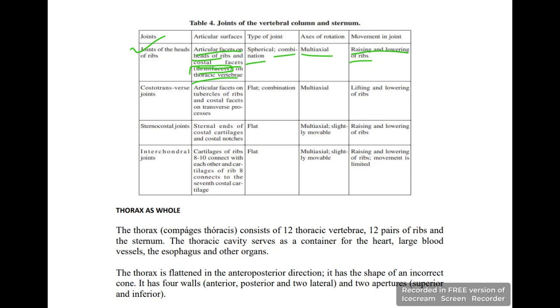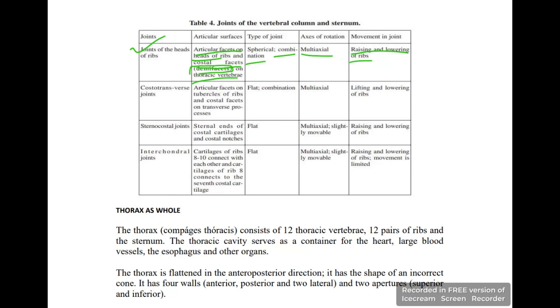Articular facet of the rib and the costal facet of the thoracic vertebrae. What kind of joint is it? It is a spherical combination joint and the axis of rotation is multi-axial. And what movement does it do? It raises and lowers the ribs.